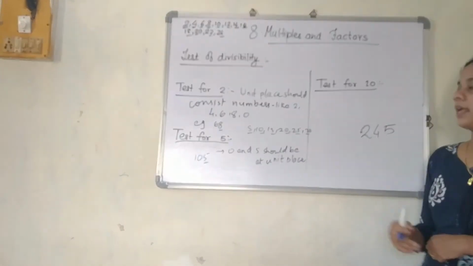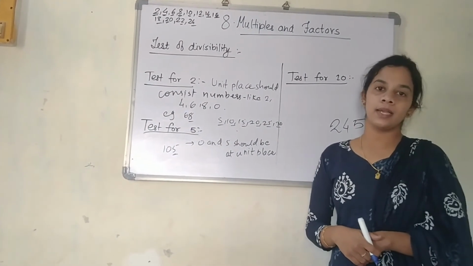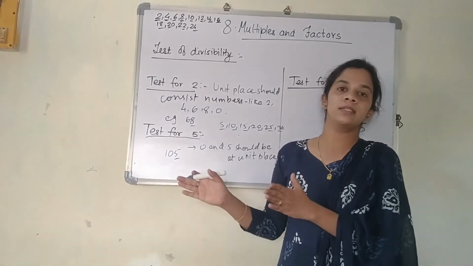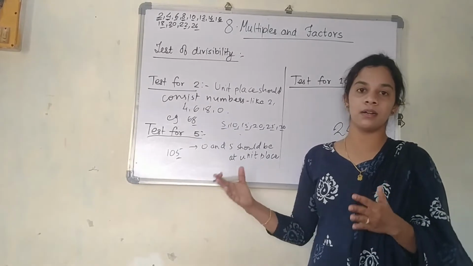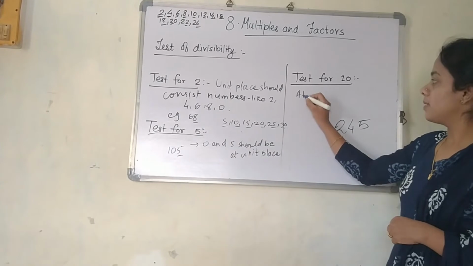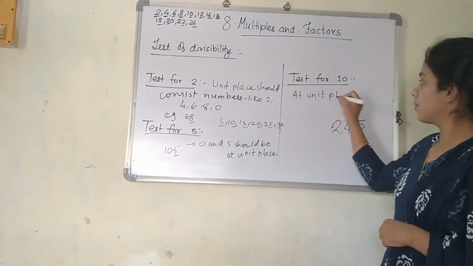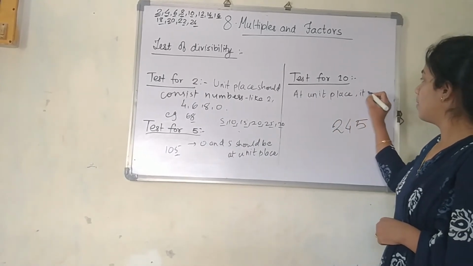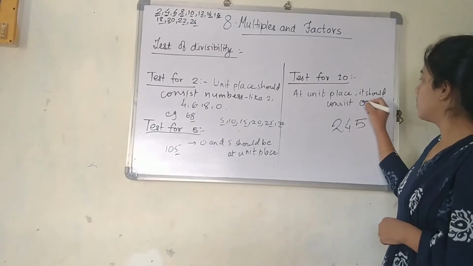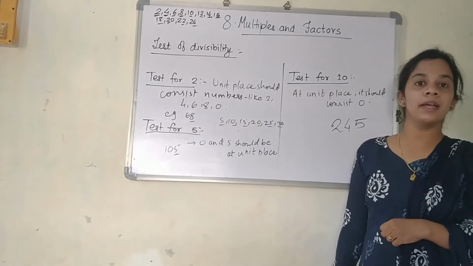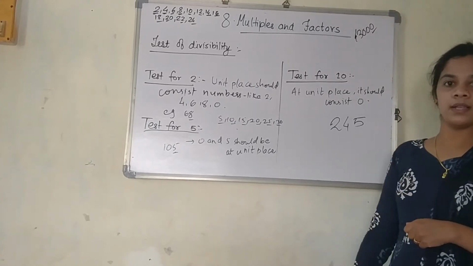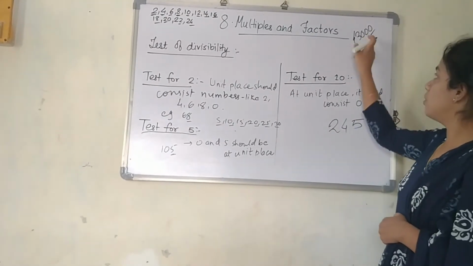Now, test for 10. What does the test for 10 tell you? 10 table we know: 10, 20, 30, 40, 50, 60, 70, 80, 90, 100, 110, 120. At the last you can see the unit place consists of 0. So at the unit place it should consist of 0, then that number is divisible by 10. For example, 43000. Can you tell me if it is divisible by 10 or not? Yes, it is divisible because at the unit place it is 0.